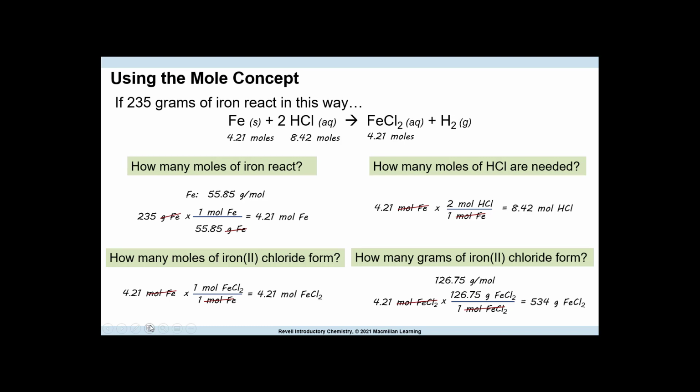Question 4, how many grams of iron 2 chloride form? In this question, we have to convert from moles to grams. Anytime we convert between grams and moles, we use molar mass. Based on the masses of the periodic table, the molar mass of iron 2 chloride is 126.75 grams per mole. We know that we form 4.21 moles of iron 2 chloride. We use the molar mass as a conversion factor, multiplying by 126.75 grams over 1 mole of iron 2 chloride. The moles of iron 2 chloride cancel. This gives us a final answer of 534 grams of iron 2 chloride.